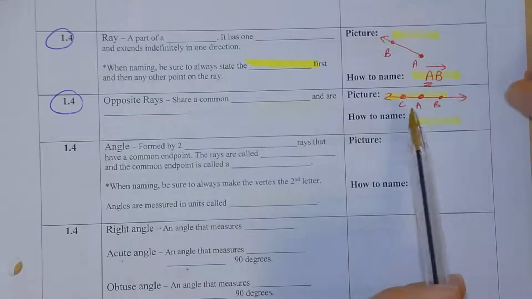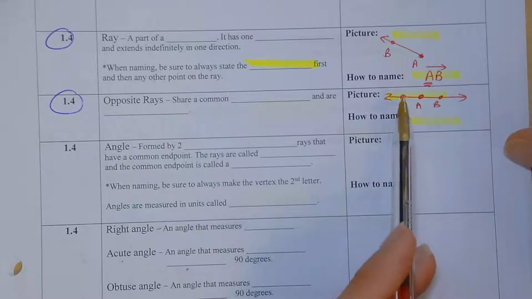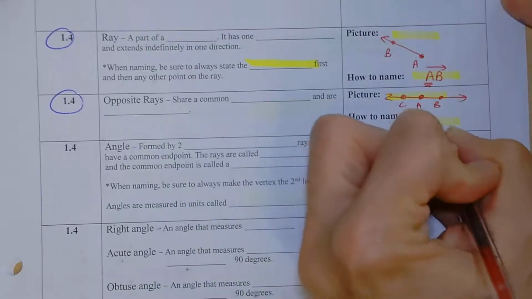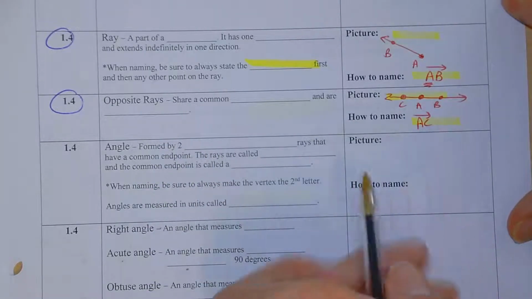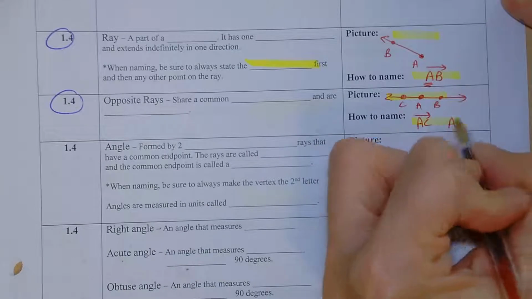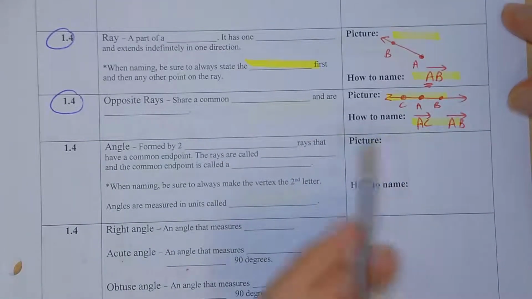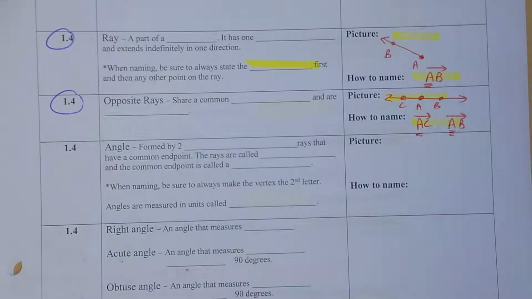Opposite rays. This came up a couple times too in the practice that we did. Opposite rays are rays that start at the same endpoint and they go opposite directions. So if I was standing at A and I walked to C, ray AC would be opposite if I went from ray A to B. So they're both starting at the same endpoint, but they're walking opposite directions. So notice A is the first one in both of those because it's the endpoint, but they're going opposite ways.